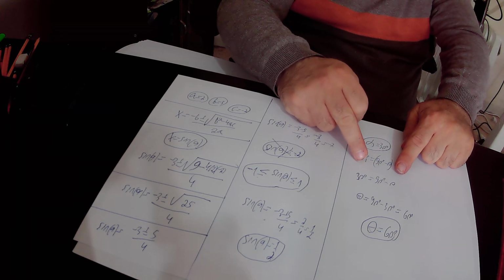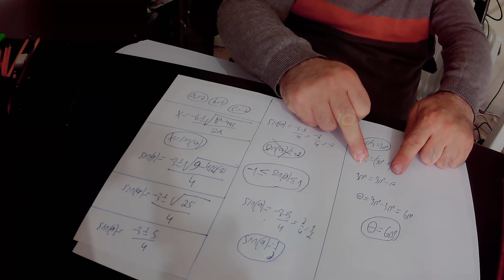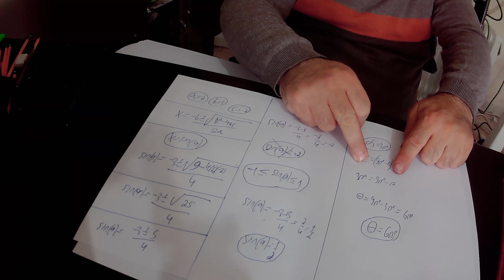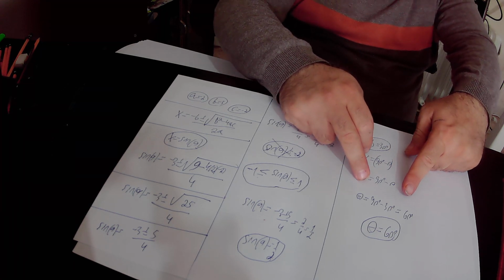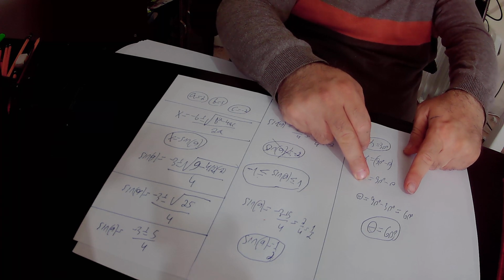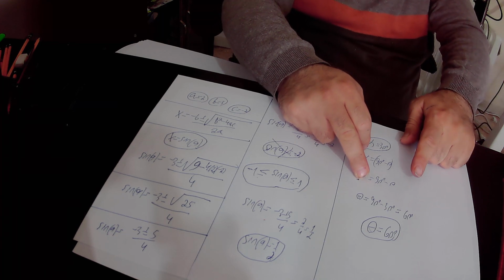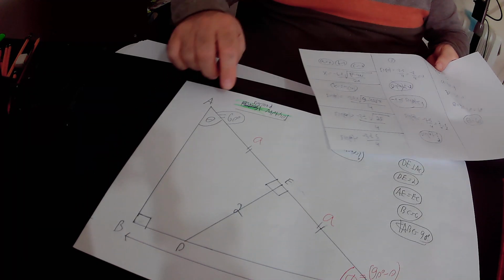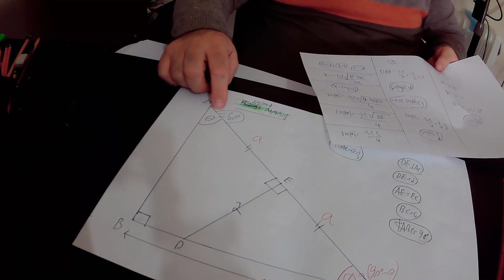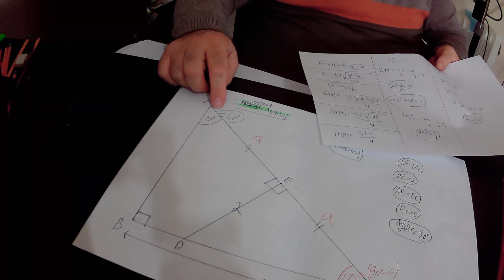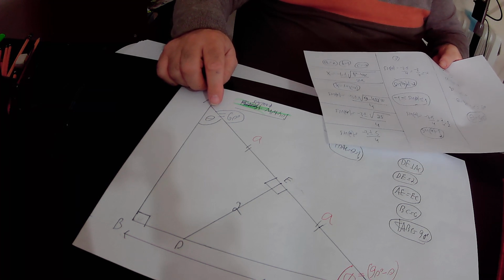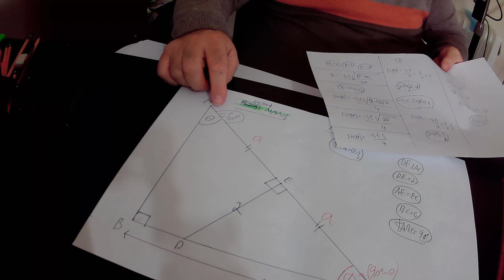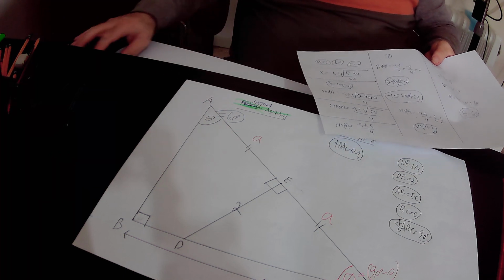Here we added theta to this equation and we subtracted 30 degrees, and we got that angle theta equals 90 degrees minus 30 degrees, which is 60 degrees. So we found out in the second method also that the size of angle theta is equal to 60 degrees. So in both methods we found out that the size of angle theta is equal to 60 degrees. Okay, thank you very much.